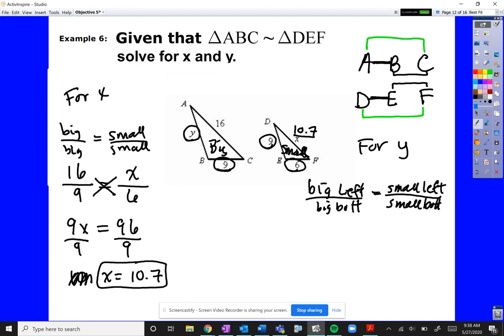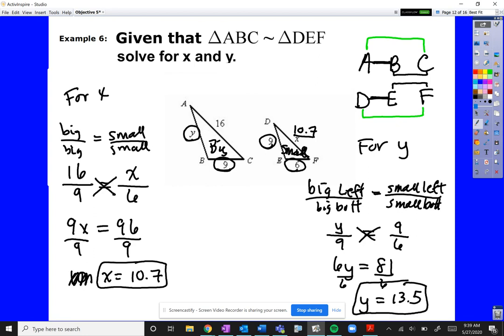So big left side is y over big bottom is 9. And the small left side is 9 over the small bottom is 6. Again, staying consistent. So 6y equals 81. Divide by 6, 81 cut into 6 parts. Comes out nice and clean, 13.5. So your answer will probably look something like x equals 10.7, comma, y equals 13.5.